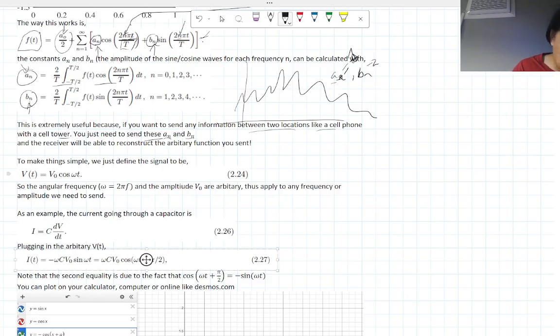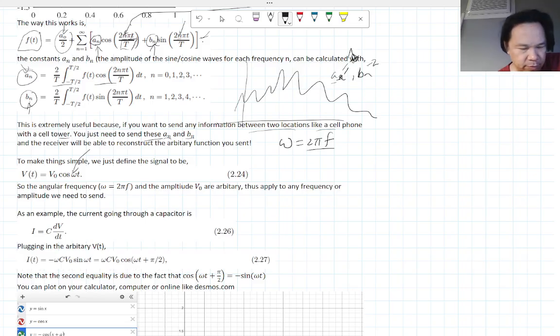To make things simple, we're going to deal with one frequency, but this frequency is going to be arbitrary. So this omega is 2 pi times the frequency. If we want a different frequency, we just have to change this omega.